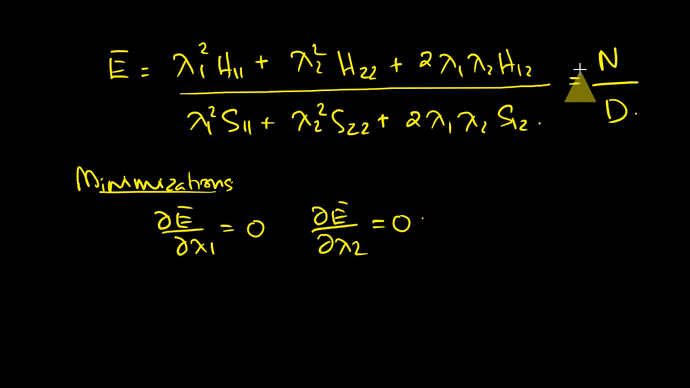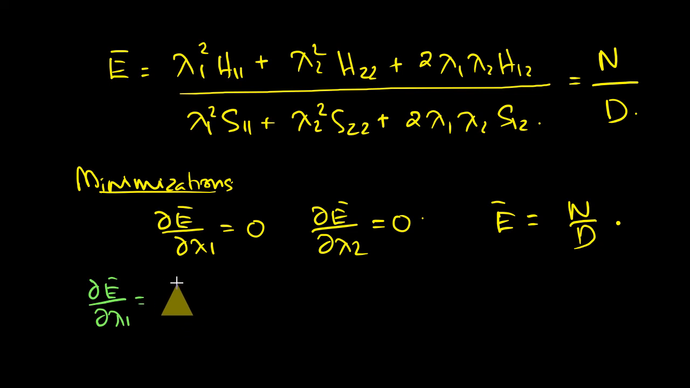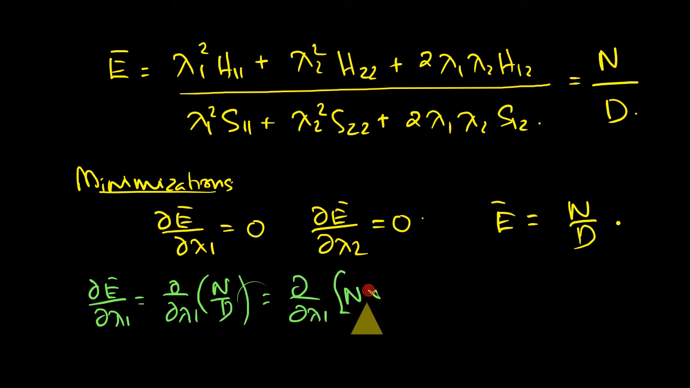E bar is nothing but N by D, right? E bar is equal to N divided by D. So let us write dou E bar by dou lambda 1, which is equal to dou by dou lambda 1 of N by D, that is equal to dou by dou lambda 1 of N into 1 by D. This is like a product of two functions. One function is N and another function is 1 by D. Both N and D are functions of lambda 1 and lambda 2, and we are doing the partial differentiation with respect to lambda 1. So dou by dou lambda 1 of N into 1 by D is equal to the first function, that is N, into the differential of the second.